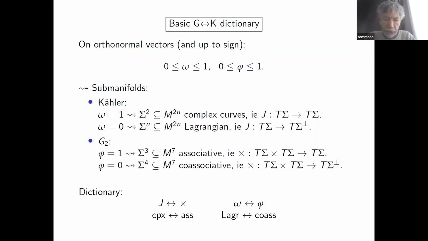So this is our dictionary in which J and cross product are the internal operations, omega and phi are the differential forms, and the submanifolds are somehow twinned as complex with associative and Lagrangian and co-associative. So this is the dictionary we shall work with. And what I will do is develop this dictionary as we go along.